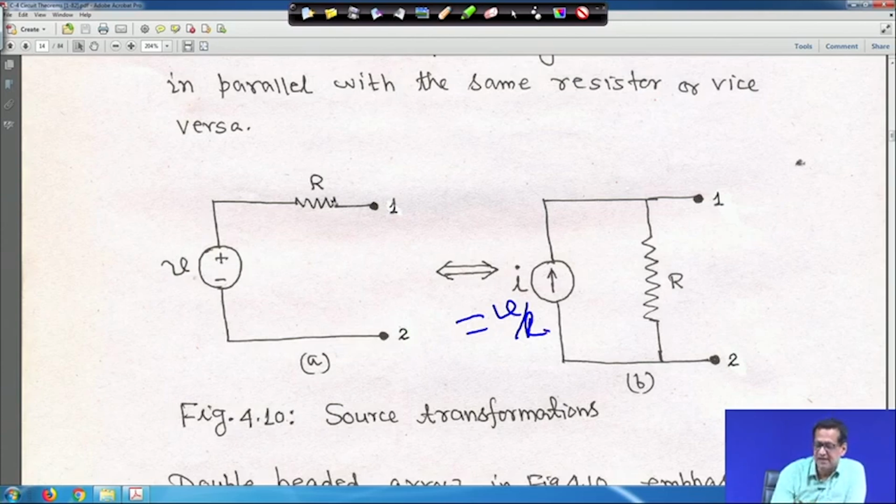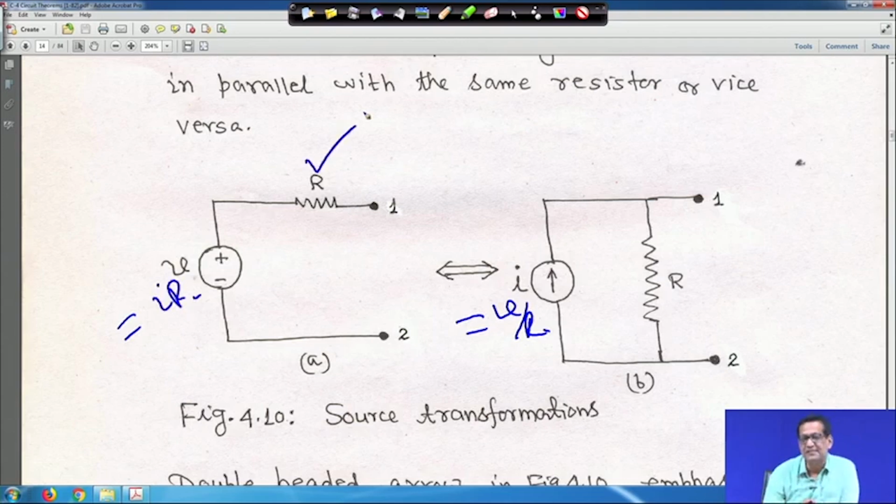This is V, this is R, and this current source and this resistance are in parallel. If you transform this current source to a voltage source, then V should be equal to IR and this R should be in series, and vice versa. Similarly, one more thing. This is how we do it, but look at the polarity, plus and minus.